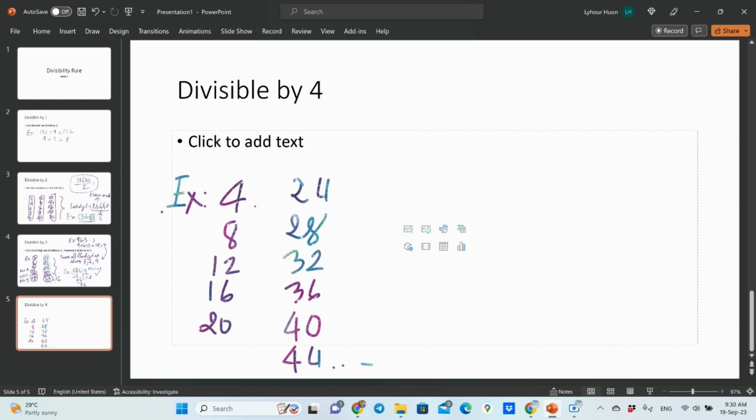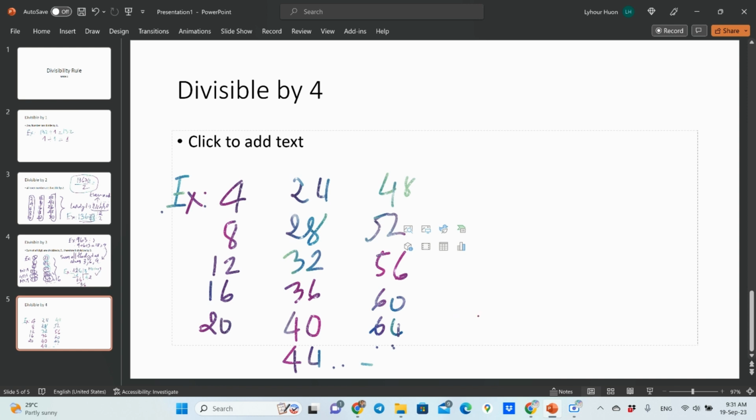First of all, do we see a pattern in these numbers? It goes bigger and bigger. It's like 48 and then 52, and then 56 and then 60, 64, and so on.